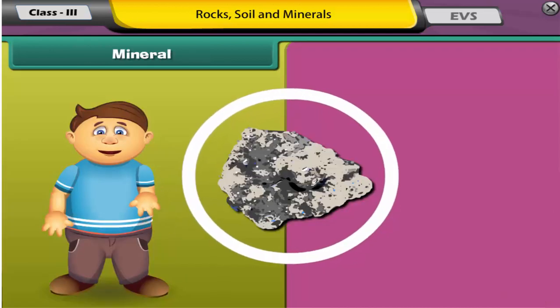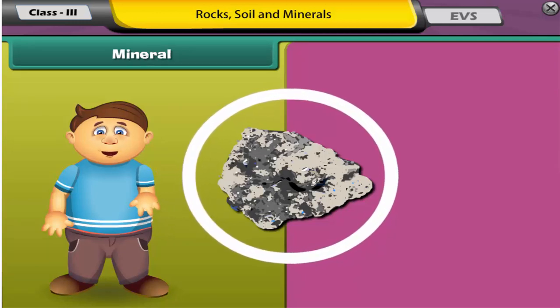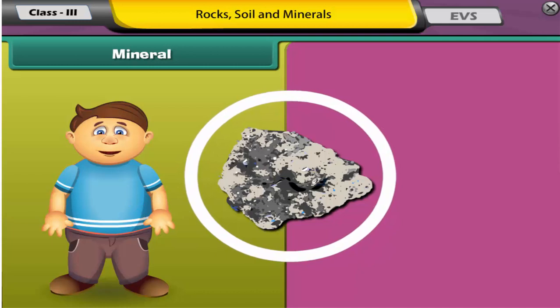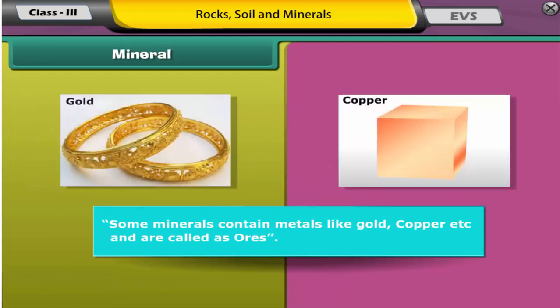Now let's shift to minerals. Minerals are the materials from which rocks are formed. Minerals contain several important substances. Some minerals contain metals like gold and copper, and are called ores. We get metals from these ores.